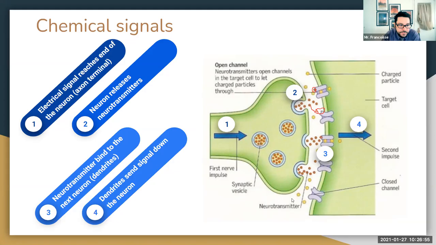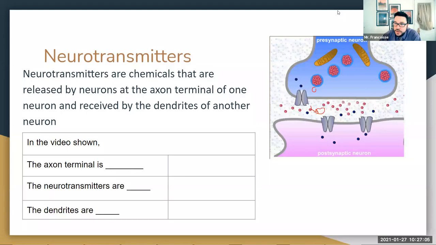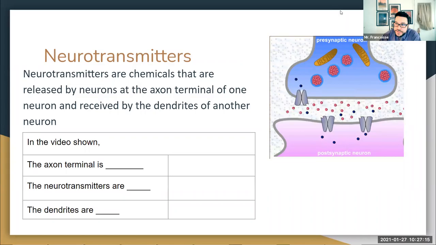Okay, let's look at an animation of this, and we want to try to identify what's going on in this case. I want you guys to take a minute or so to read through this. We'll read through it together, and I want you to read through it on your own. Neurotransmitters are chemicals that are released by neurons at the axon terminal of one neuron and received by the dendrites of another neuron. What's being released are our neurotransmitters. They're released from our axon terminal, and they're received by the dendrites of the other neuron.